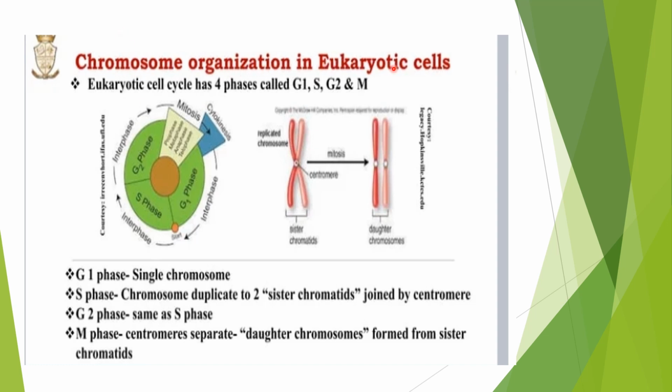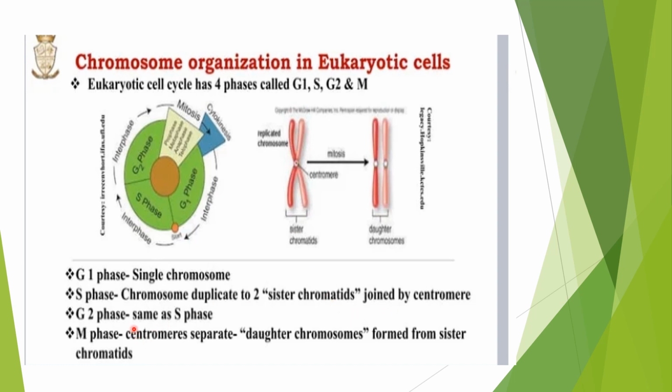Chromosome organization in eukaryotic cells. During the G1 phase of the cell cycle, there is only a single chromosome, just like this. But in S phase the chromosome duplicates into two sister chromatids, meaning there are two sister chromatids that are attached to the same centromere.